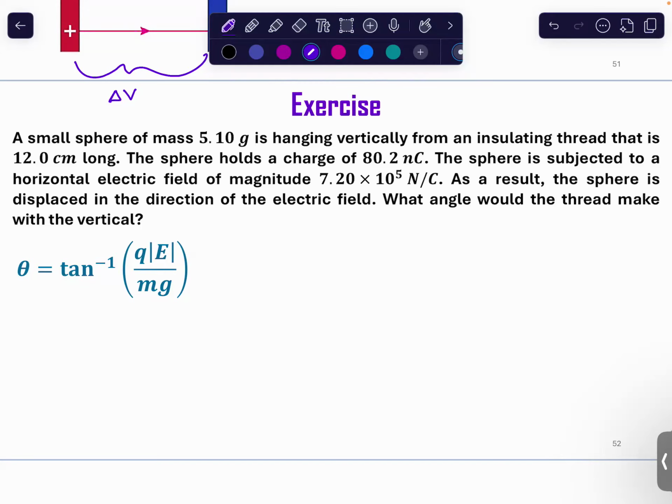The sphere is subjected to a horizontal electric field of magnitude 7.2 times 10 to the 5th newtons per coulomb, and that's going to go in the positive x direction. As a result, the sphere is displaced in the direction of the electric field. What angle would the thread make with the vertical?